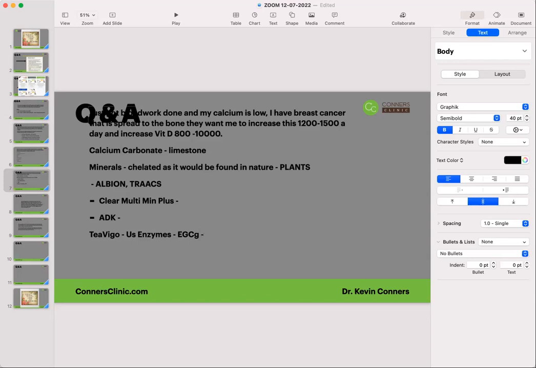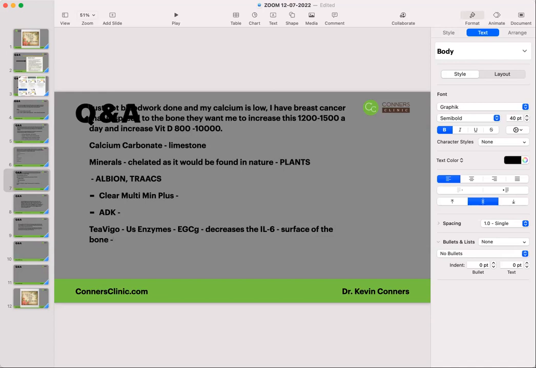That's a catechin in green tea extract that is one of the only things that has been shown to decrease interleukin 6, which is an inflammatory cytokine that's found at the surface of the bone, especially when there's lytic destruction of the bone. It's an inflammatory cytokine, and you want to decrease the level of IL-6 at the bone, and EGCG will do that.